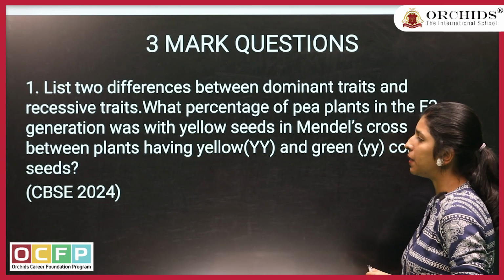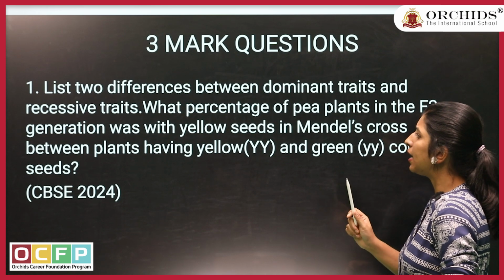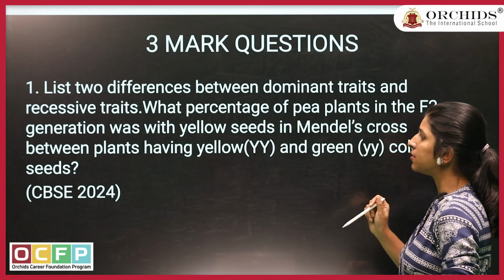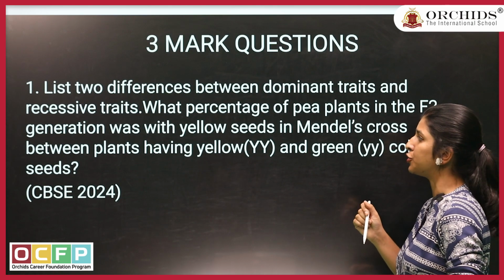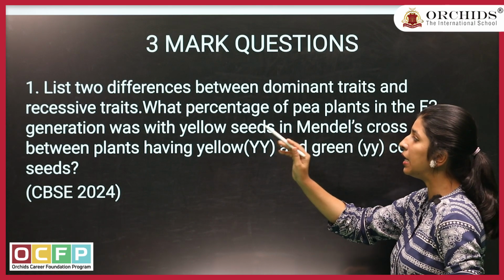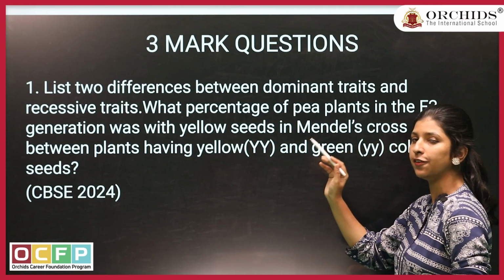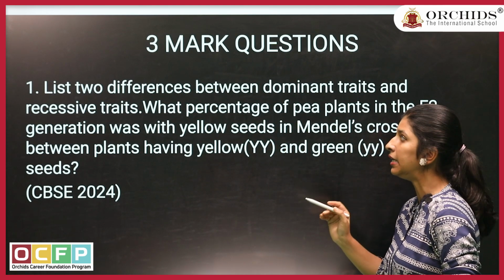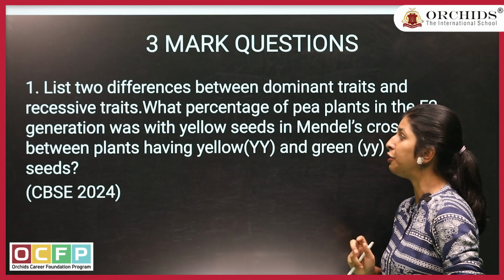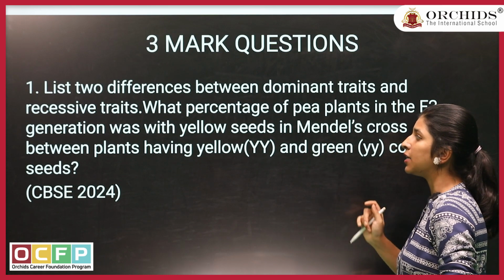When you look into this question, you can see again 2 parts. You may feel like, okay, first part is there, second part is there, what could be the mark distribution? When you look into the first question itself, list 2 differences between dominant traits and recessive traits, from that itself we can understand that it carries 2 marks. They are asking us for 2 differences between dominant traits and recessive traits. And then comes the next question.